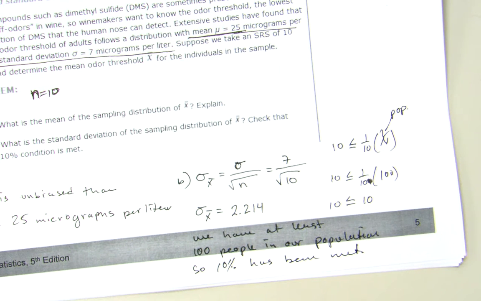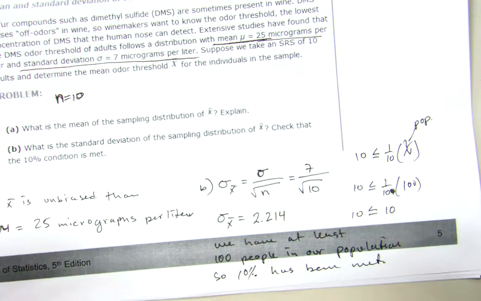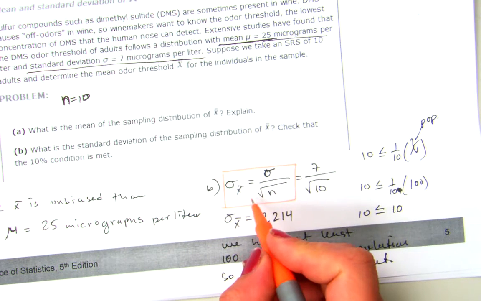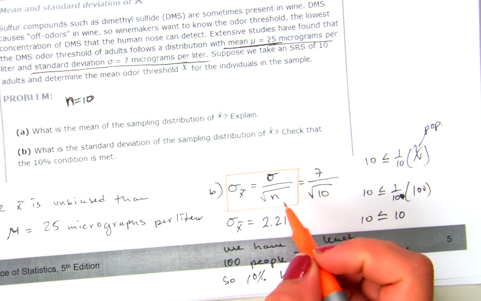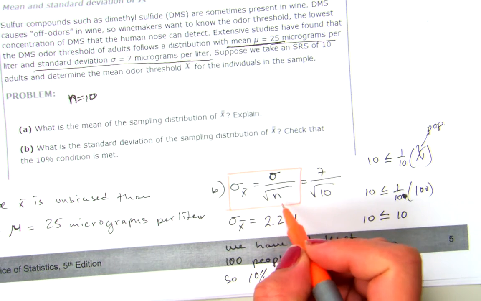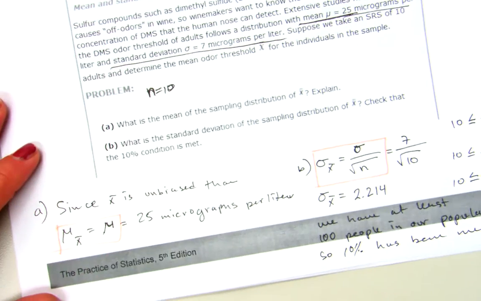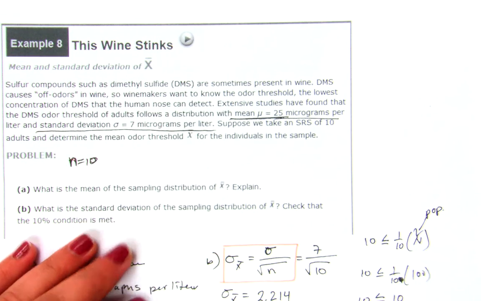All right, that was slide number 5. More importantly are the two formulas that I used. The standard deviation of X bar is the standard deviation of your population divided by the square root of, in this case, the number of adults. And the mean works out too, since X bar is unbiased. And we checked our 10% condition, so we're good to go.